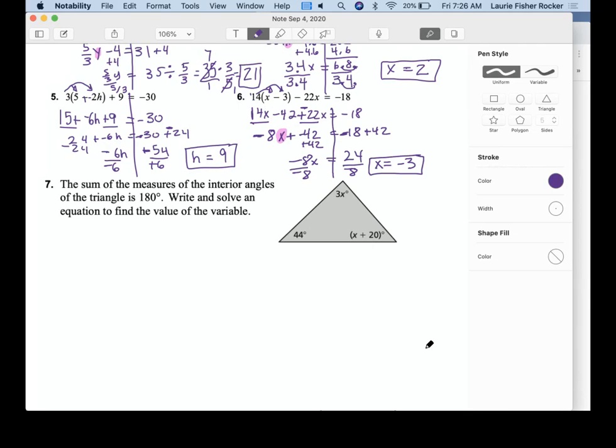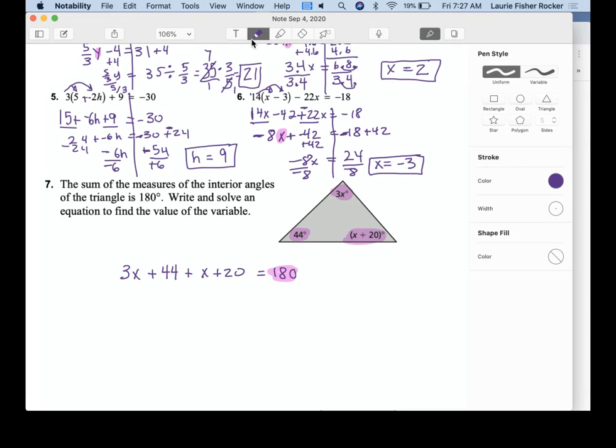So it says the sum of the measures of the interior angles of a triangle is 180. So that means that if I add the 3 angles, I get 180. So that means that if I add 3x plus 44 plus x plus 20, it's going to equal 180. Where did I get those numbers? The sum of the three angles of a triangle equals 180. So I simply add them together.